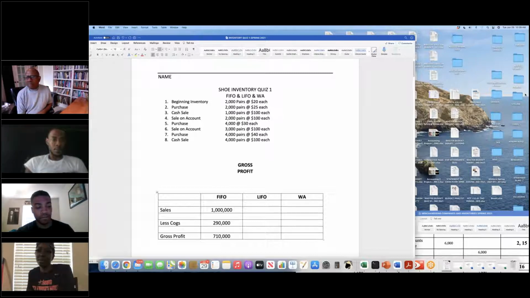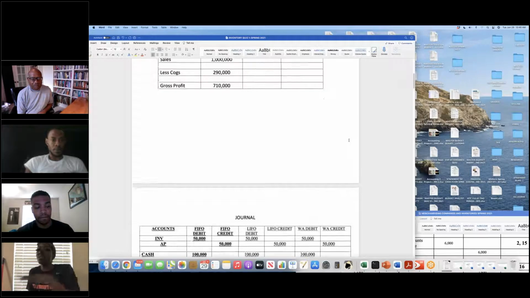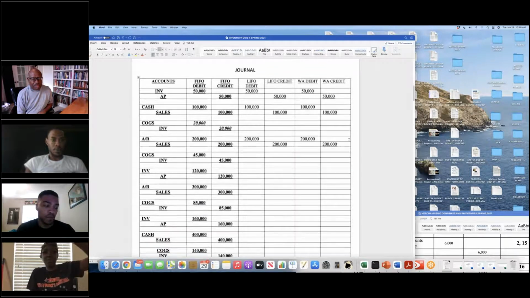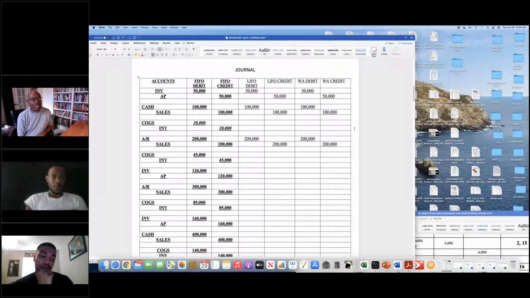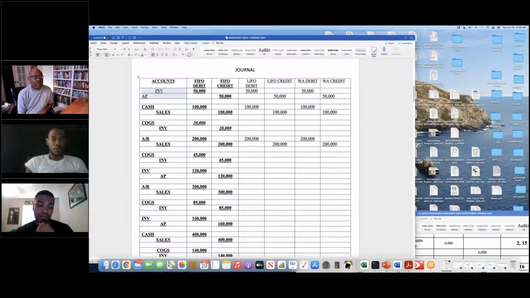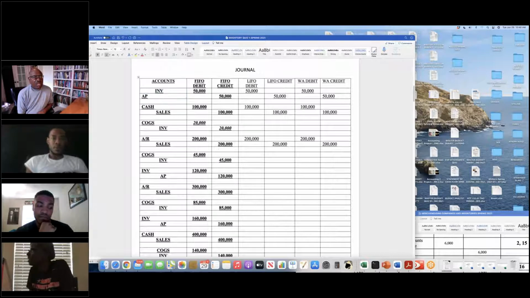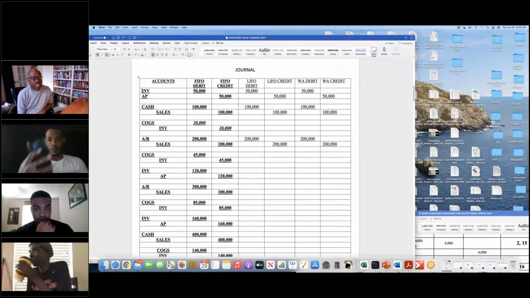You scroll down to the journal entry real quick. I just want to see everything again. Journal entries never change for what we're doing now. It's either we're buying the inventory, one journal entry, or we're selling the inventory, two journal entries.